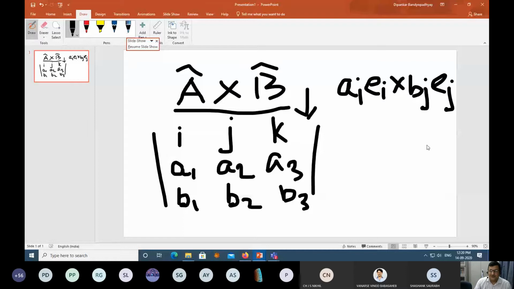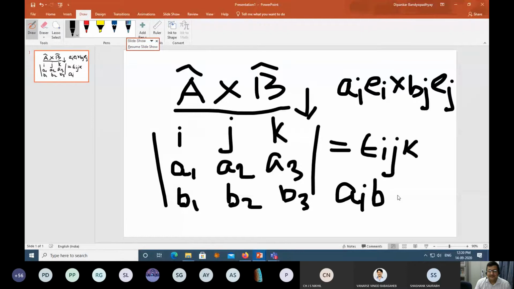Correct? So what will happen? What do I get from here? I write this to be epsilon ijk. What is this epsilon ijk? Then I write A_i, B_j, and then e_k. So this is the x coordinate, this is the y coordinate, and when I take a cross product, I am giving the z coordinate, which is e_k.